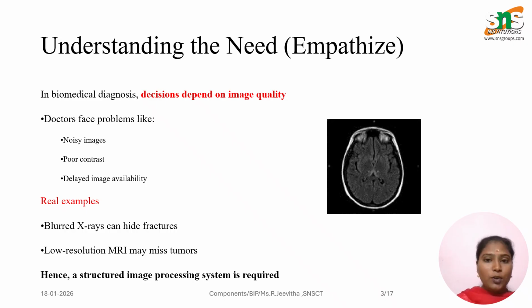In biomedical diagnosis, doctors make critical decisions based on images, but in real life, medical images often suffer problems like noise, poor contrast, and delay in availability. For example, a blurred X-ray can hide a fracture, and a low-resolution MRI may miss a tumor. These are not small issues; they directly affect the patient's life. So we must understand why these problems occur and how an image processing system helps to solve them.